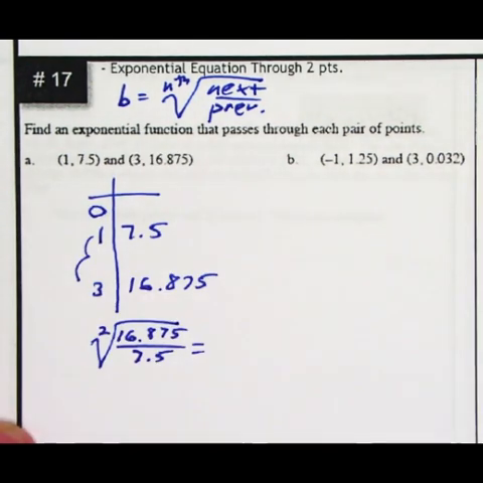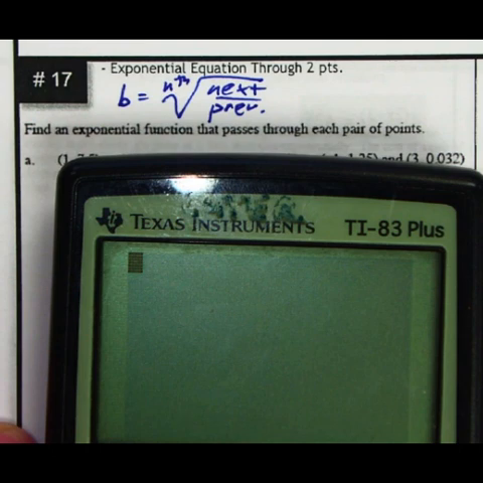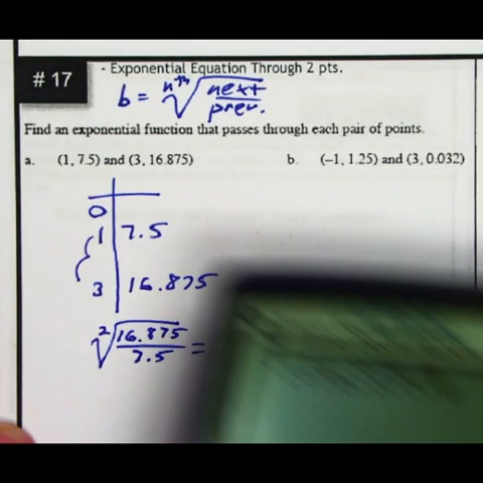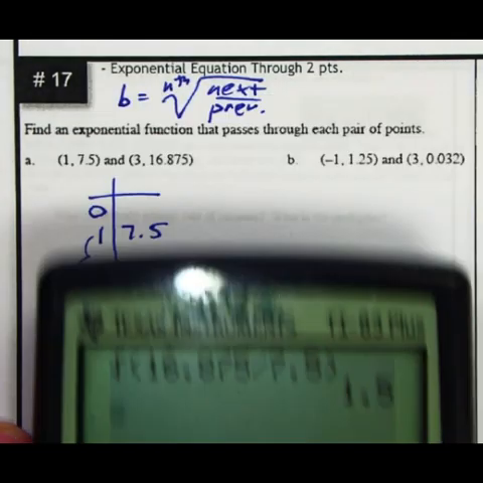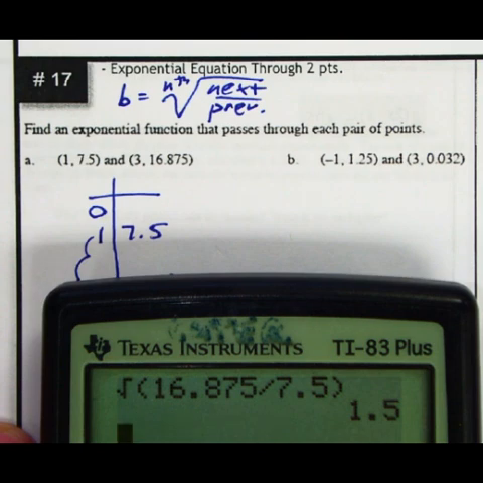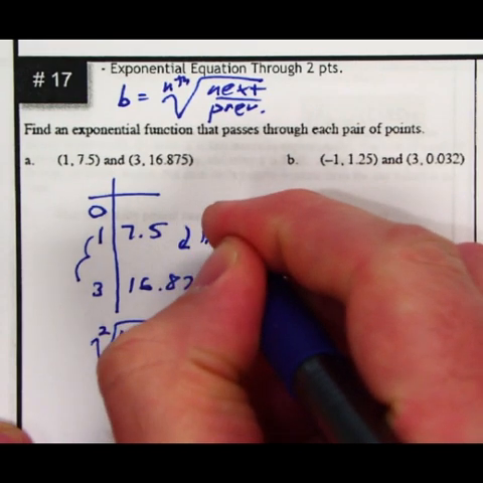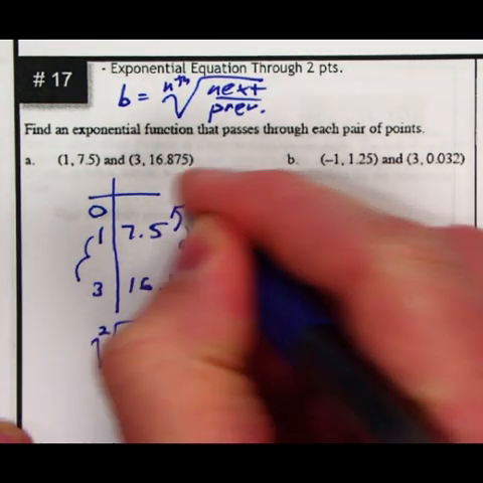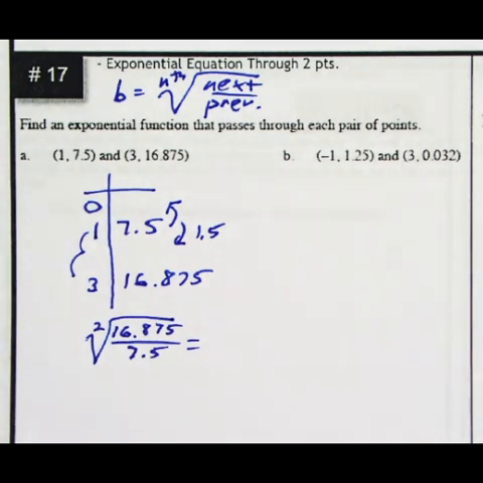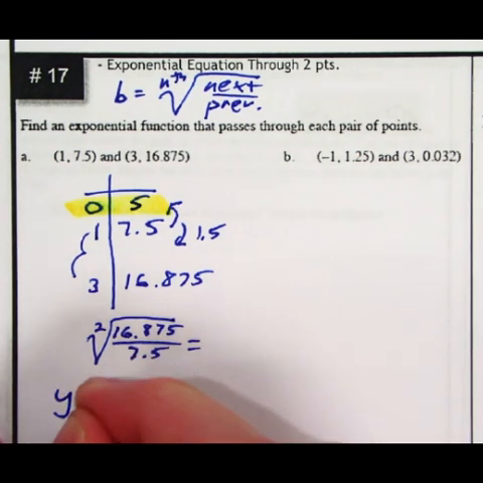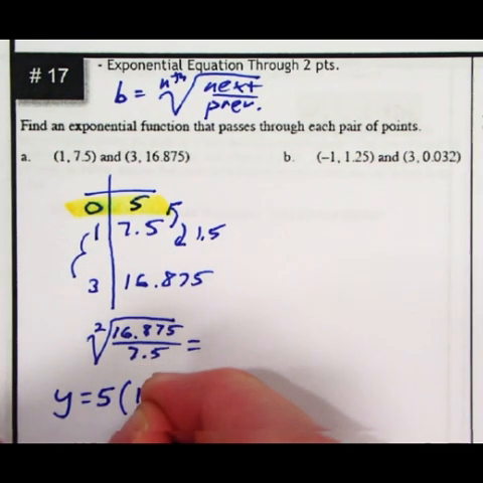So if I take the square root of 16.875 divided by 7.5, I've got 1.5. So 1.5 is my multiplier. So this is multiplying by 1.5 every time. And if I'm going to go back, I divide this by 1.5 to find the 0 value. And the 0 value in this case, there would be a 5 sitting there. My equation would then be y equals, it starts at 5, it's multiplied by 1.5 every time to the x power.